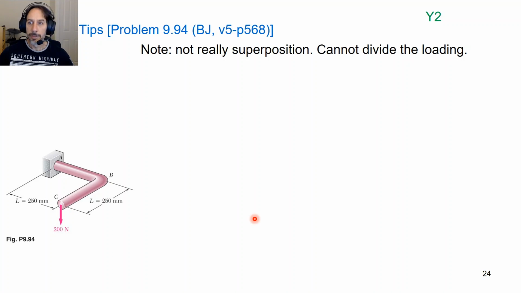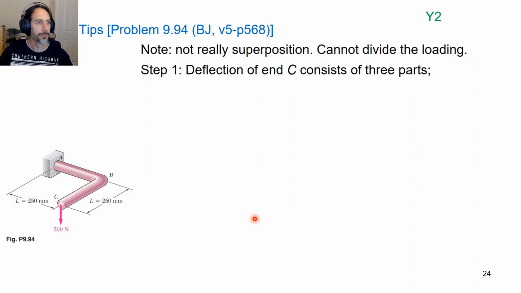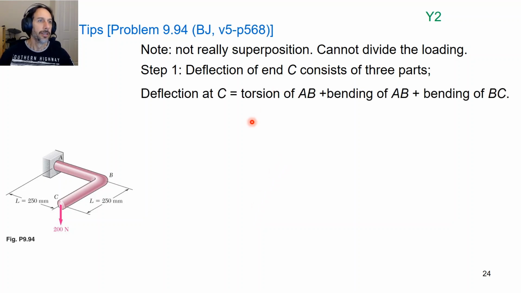Okay, so it's not really superposition as such because we're not dividing the loading, but what we're doing is adding the various deflections like we did with that beam problem sitting on the springs. We're just adding the deflection and rotation to get the total displacement. So deflection at C consists of 3 parts. So we have torsion of AB.